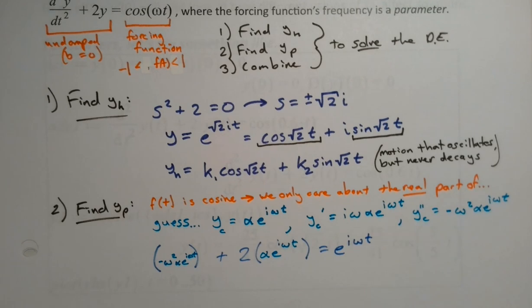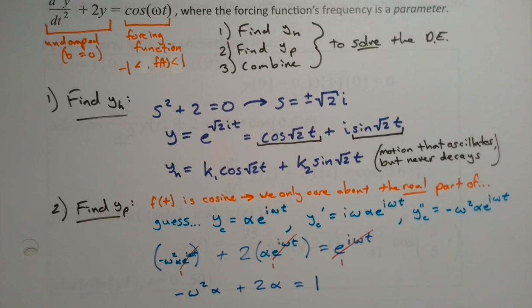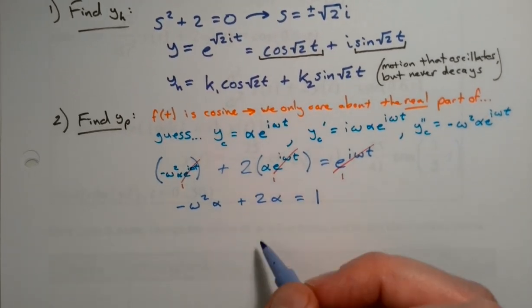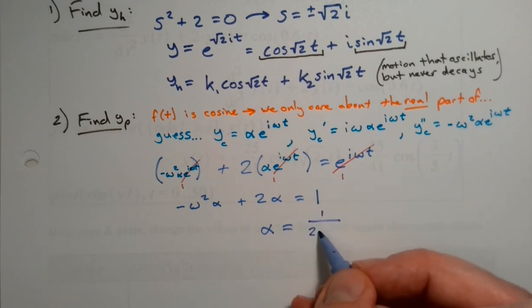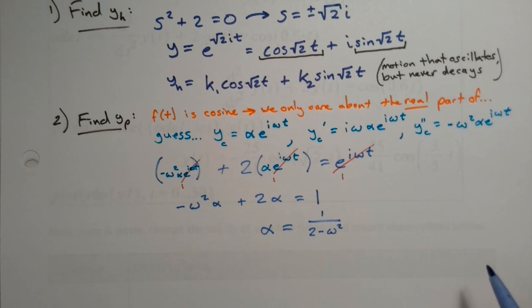And if we play our cards right, which we did, then we know every single term has got an e to the i omega t, and those can cancel out. And that leaves me with negative omega squared times alpha plus 2 alpha equals 1. So a little bit of manipulation. We can factor out the alpha. Remember, we're trying to figure out what's the value of alpha that makes this guess true. So we're going to factor out the alpha and divide, and we wind up with 1 divided by 2 minus omega squared.